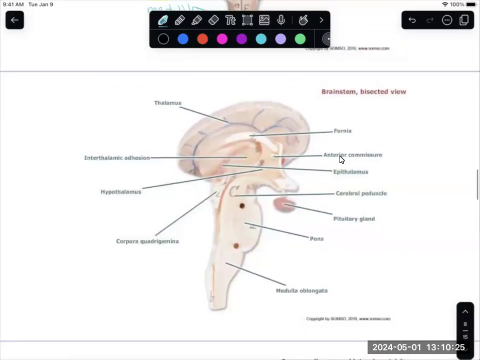So here, if we look at it from the side, see that medulla oblongata, that pons. You see that hypothalamus down in here. At the bottom of that hypothalamus, you see that pituitary gland. You have that epithalamus towards the back, that thalamus up at the top.